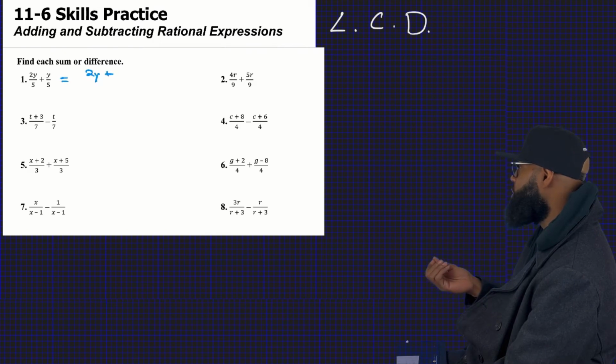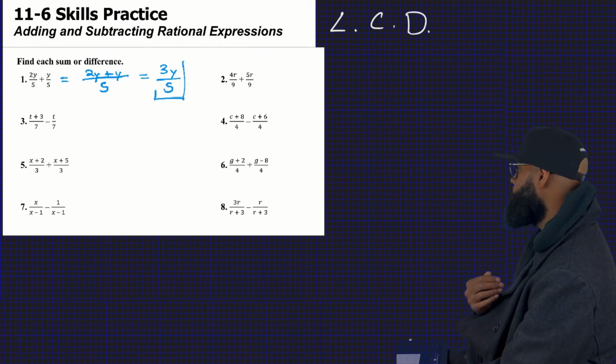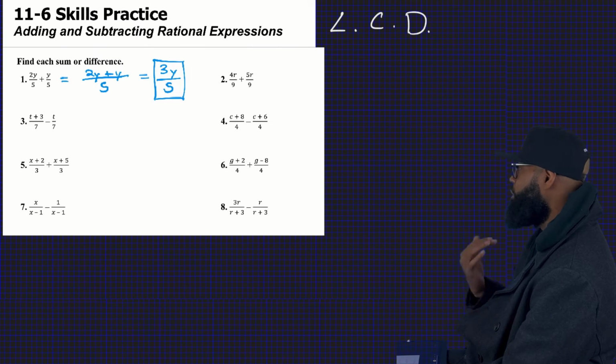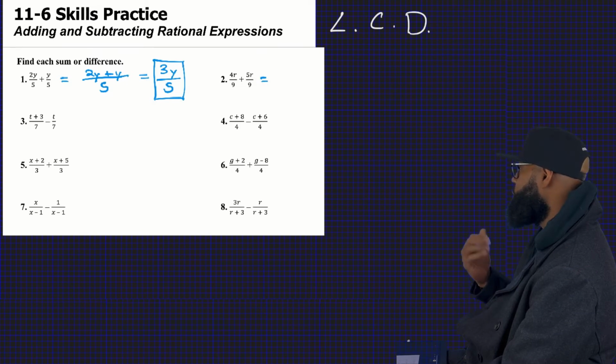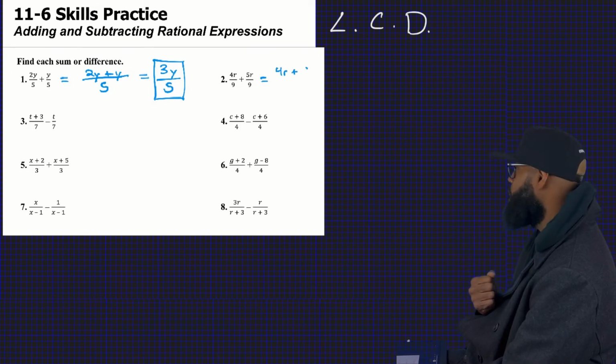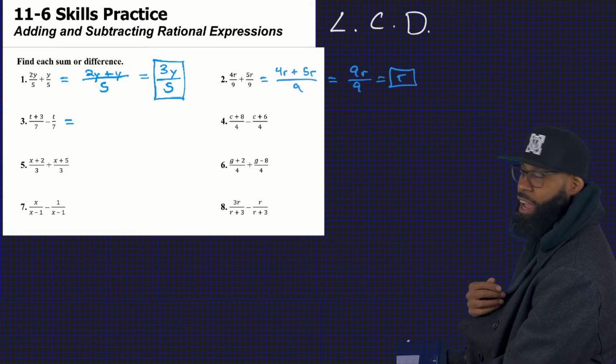But number one, since they have the same denominator, I'm going to write those numerators both in the top. 2y plus y. There it is. And you get 3y. So 3y divided by 5. Nothing challenging there because I have the same denominator. And number two, they have the same denominator there as well, 9. So again, 4r plus 5r, all divided by 9. And recognizing that I can simplify a fraction, I'm just going to get r, because the 9's cancel each other, right?